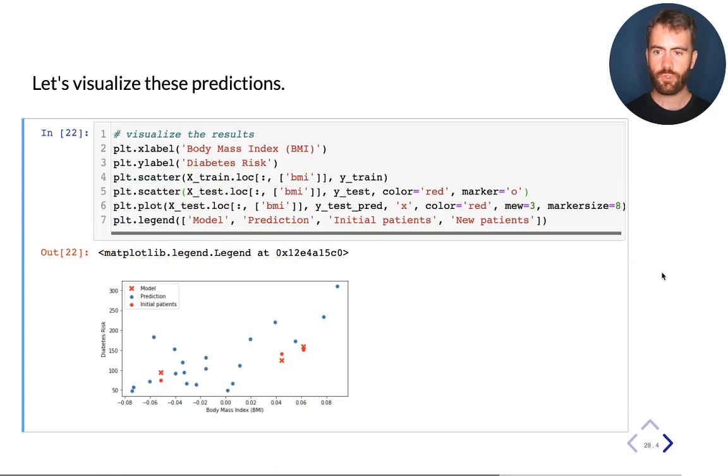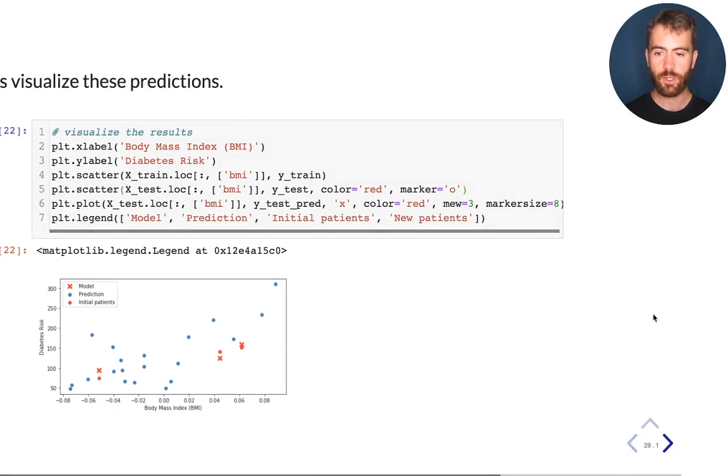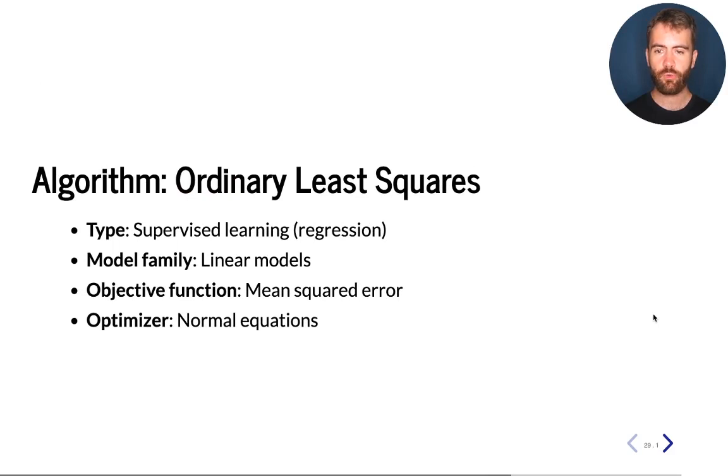And now I can visualize both the data set and our 3 data points here. And you can see that the predictions here, which are given by the red cross, are indeed very close to the actual true values, which are the red dots. So now here, with only a few lines of Python and NumPy, we have implemented a real algorithm, which is called ordinary least squares. And this is going to be our first non-toy supervised learning algorithm.